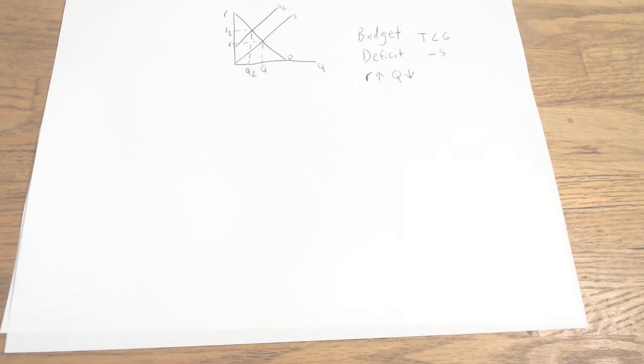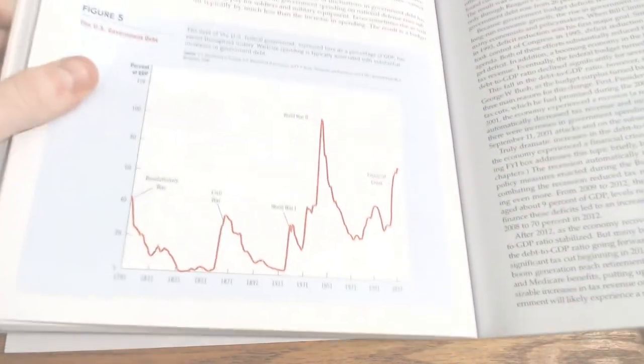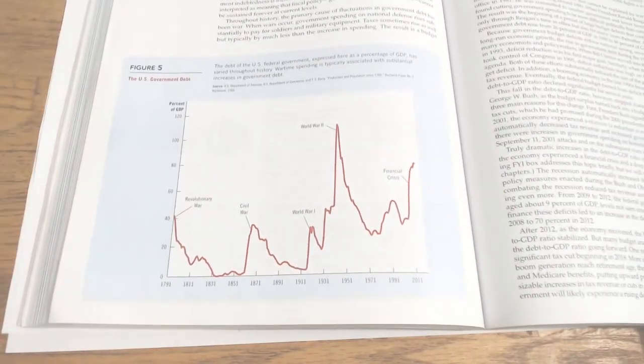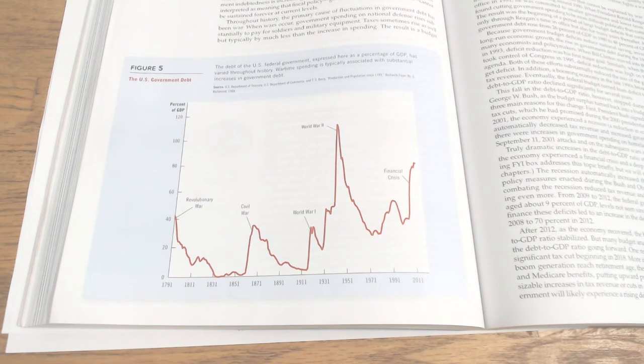Over the years, the US government debt has fluctuated. We have the US government debt from 1791 all the way to 2012.